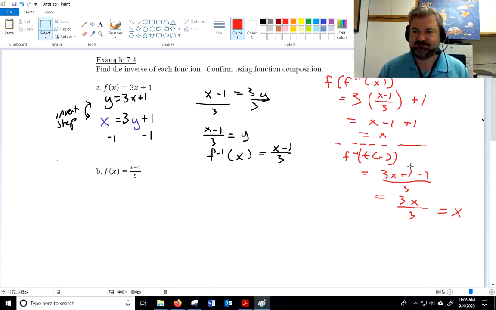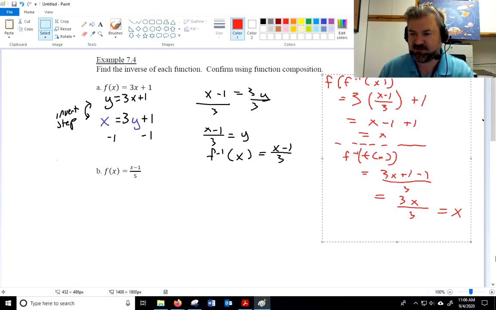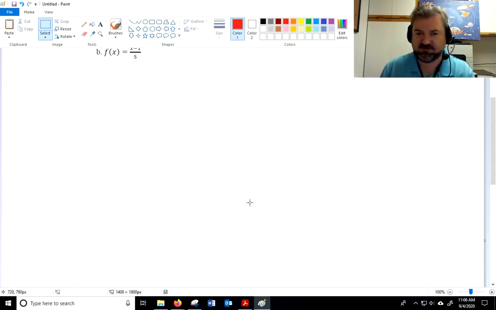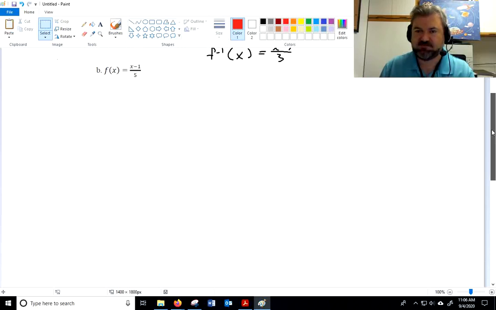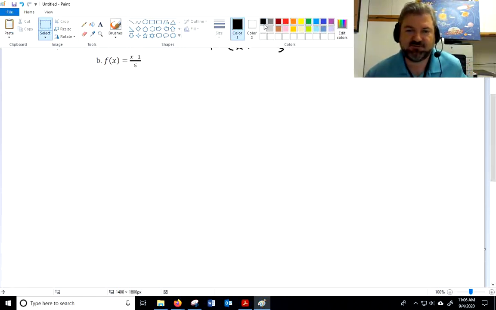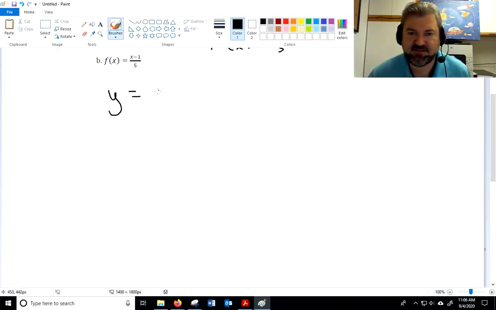Okay, I'm going to get rid of this, though, because it's going over to my next step. So I'm just going to scroll down here, and we'll do it again. All right, I'm going to find the inverse of this function. To find the inverse, first thing I'm going to do is rewrite this in terms of y, because I find that easier.